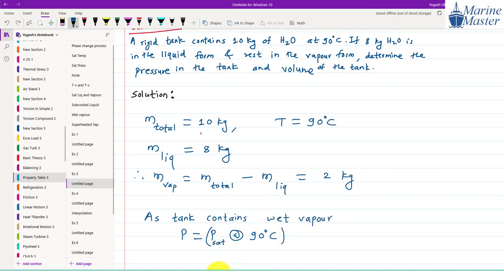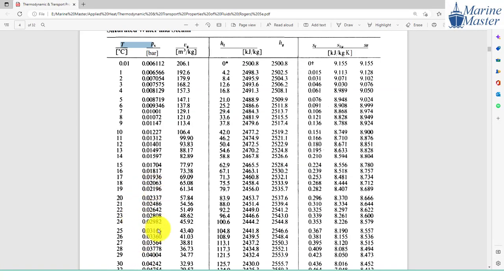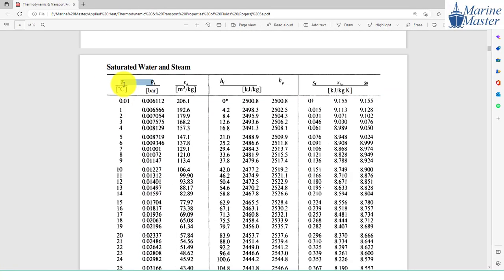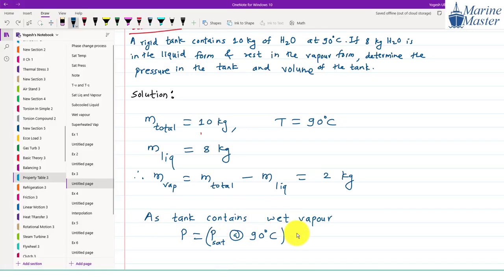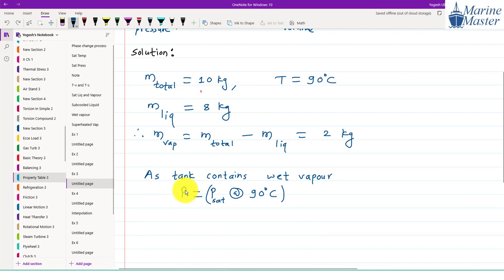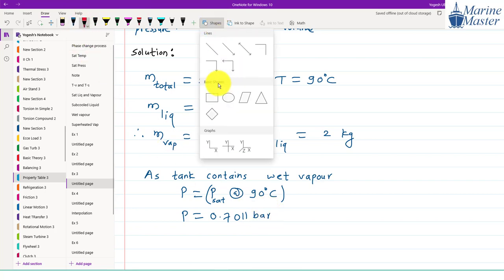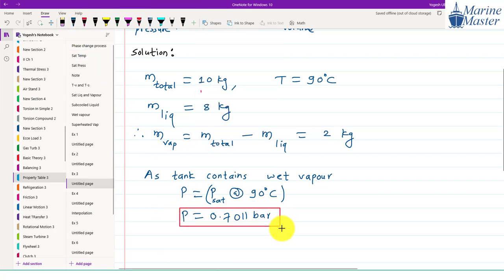Again I am going to the property table, at 90 degrees Celsius. First column temperature, second column saturation pressure. The saturation pressure corresponding to 90 degrees Celsius is 0.7011. So the pressure in the tank is 0.7011 bar. Before going further, please write down this discussion.